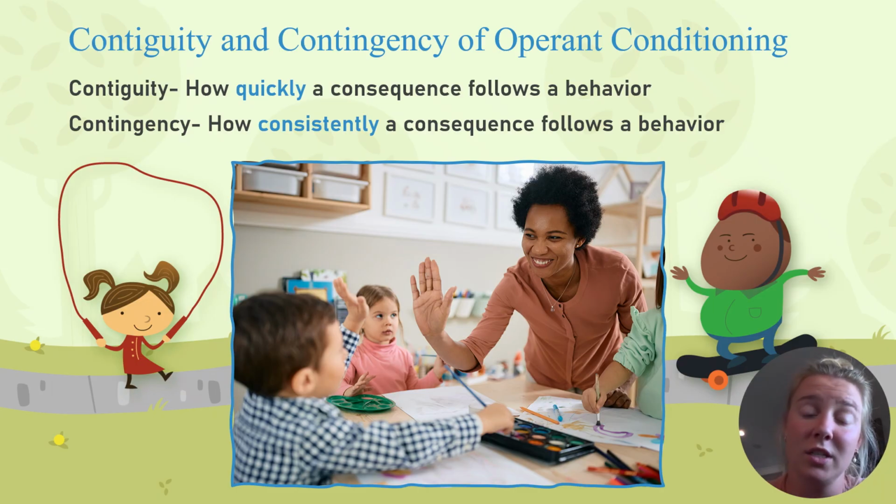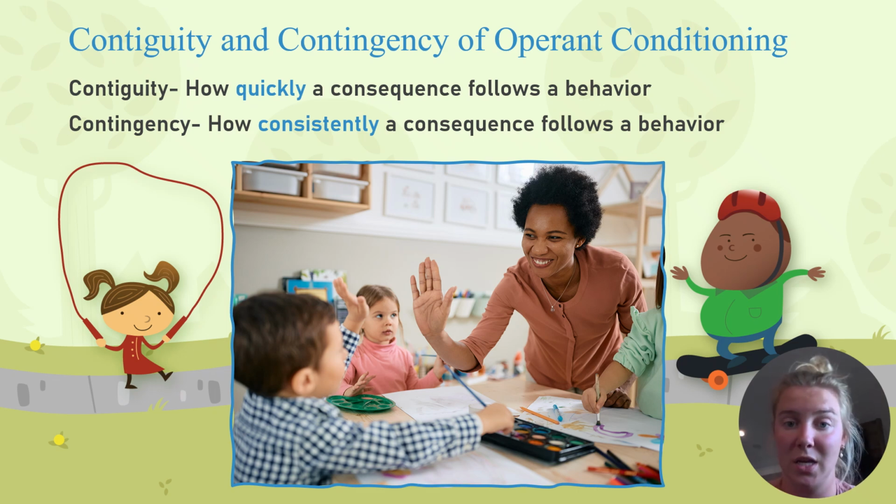So just as contiguity and contingency work for classical conditioning, they also apply to operant conditioning. Contiguity refers to how quickly a consequence follows a behavior. So an example of this might look like a teacher giving praise immediately after a student answers a question. That behavior is then more likely to be repeated. If the consequence is delayed, the connection is weaker.